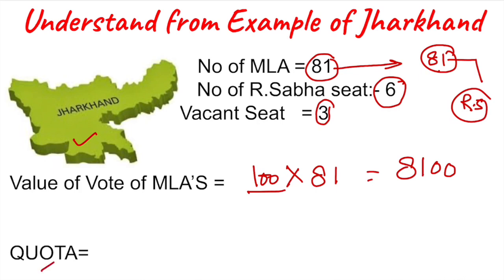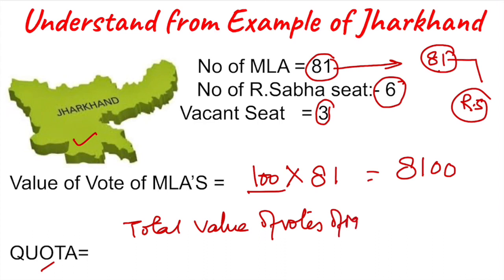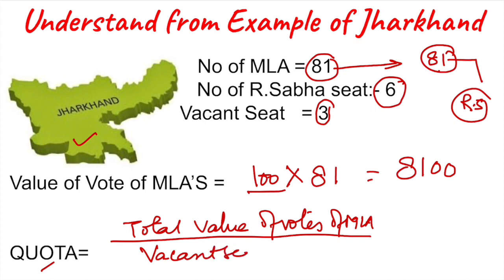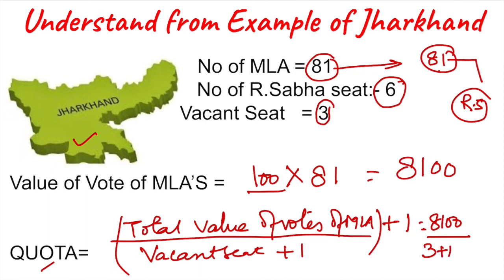So now the question is, what is the quota? Quota is basically the total value of the votes of MLAs divided by vacant seats plus 1, and then plus 1 again. So basically 8100 divided by (vacant seats 3 plus 1), plus 1. It will come around 2026. Okay, this is the quota. This is basically the value of votes.